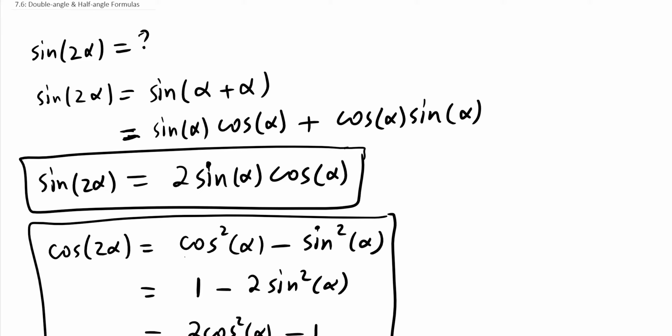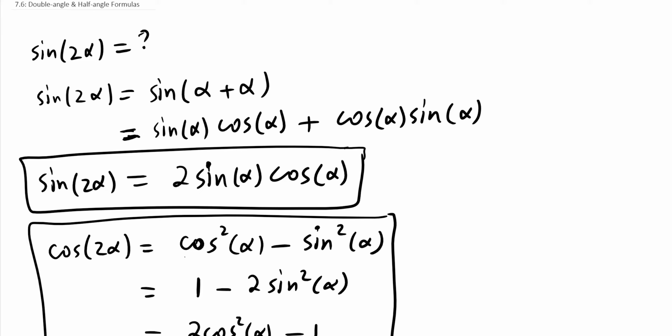For cosine, we can do the same thing. You can write cosine 2 alpha as cosine of alpha plus alpha, and then find a formula the same way: cosine squared minus sine squared. Now, one important thing to see here: this cosine squared, you can write it as 1 minus sine squared. So we know that cosine squared alpha is 1 minus sine squared alpha.